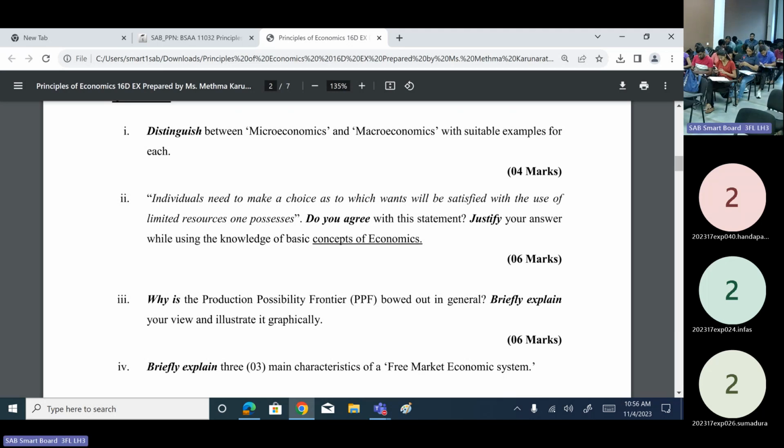Do question number 4 also here. Just briefly explain 3 main characteristics of a free market economic system, and go to question number 2. Start doing those.